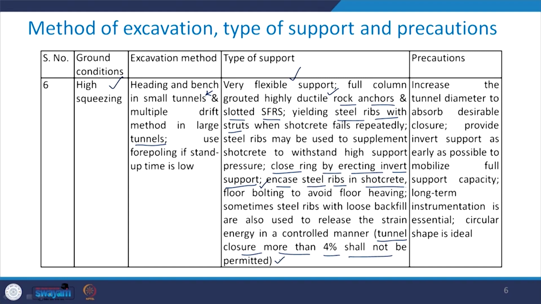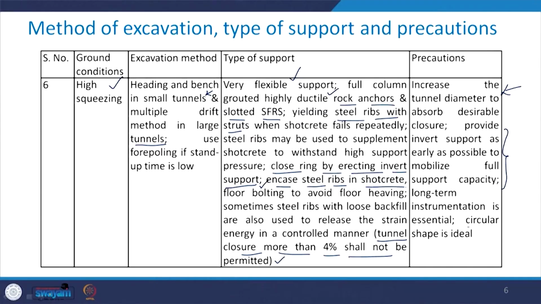What are the precautions that one needs to keep in mind? We need to increase the tunnel diameter to absorb desirable closure. We need to provide the invert support as early as possible to mobilize full support capacity. And long-term instrumentation is essential. Circular shape is ideal in this case as well.